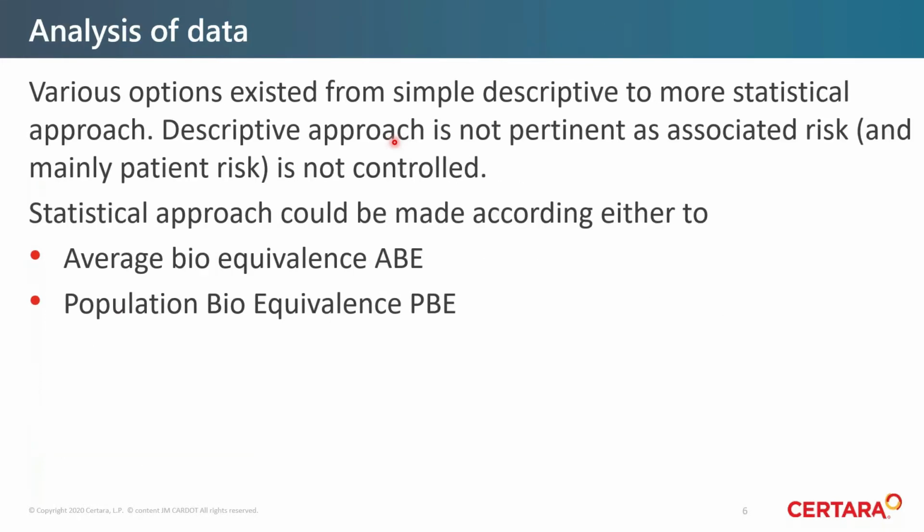For the analysis of data, you have more than one option. Of course, at the beginning, you can make only descriptive statistics. But descriptive statistics is a very simple approach, which is not pertinent, as it is not associated with any risk, mainly not the alpha risk, that means the patient risk, and you cannot control it. So you have two other types of statistics that you can use: the average bioequivalence, or ABE, or the population bioequivalence, PBE. You have two approaches mainly for a very simple reason: PBE is more focused for the US FDA, and ABE is more focused for the European authorities.